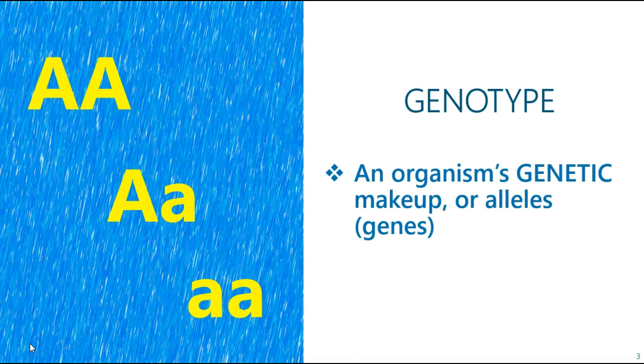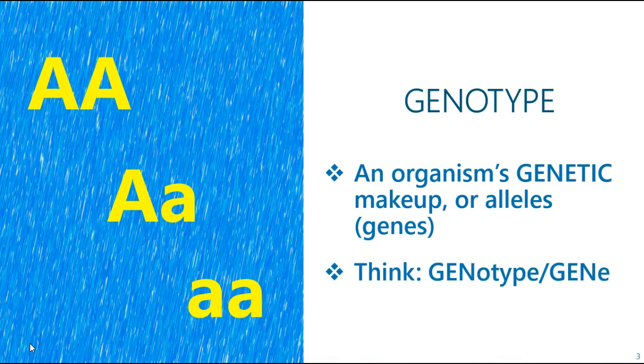A genotype is an organism's genetic makeup or its alleles. And if you remember back from our previous lectures, you'll remember that alleles are copies of genes. They are the different varieties of genes, and they come in pairs. So it is the organism's pairs of alleles. And so when you think of genotype, think of gene in genotype as well as the word gene.